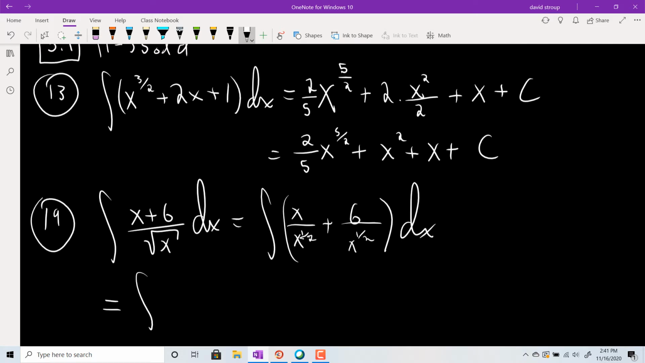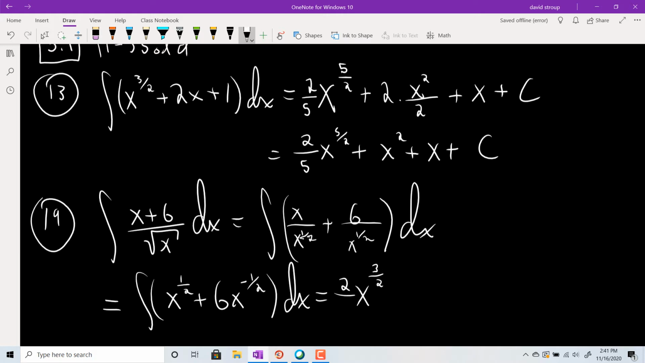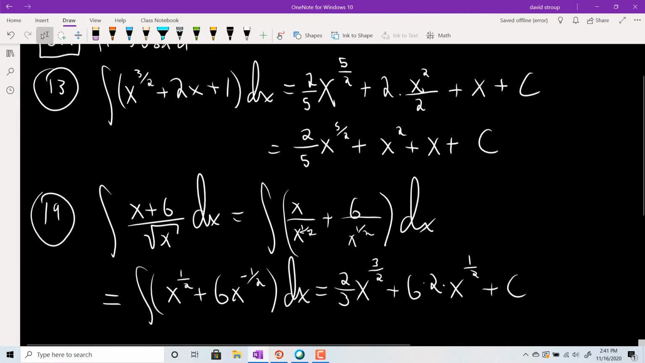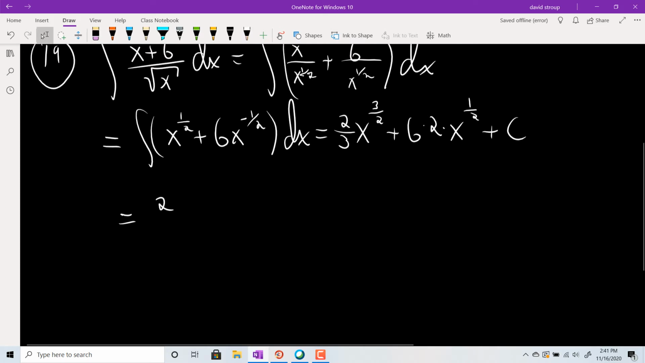Then we can rewrite those guys, subtract exponents, you get x to the 1/2, plus 6x to the now negative 1/2, and then we can just do power rules. So this will be x to the 1/2 plus 1 is x to the 1/2 plus 2 halves, which is 3 halves, and then times 2/3, plus 6x to the negative 1/2 plus 1 is 1/2, and then times 2, and then plus c, and then clean it up a bit for your final answer. 2/3 x to the 3 halves plus 12 x to the 1/2, and then plus your integration constant.